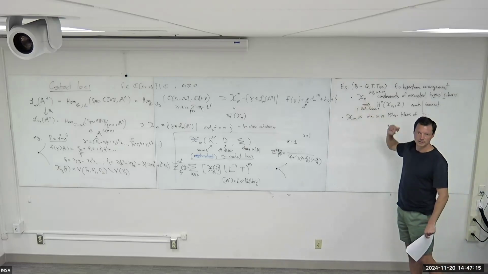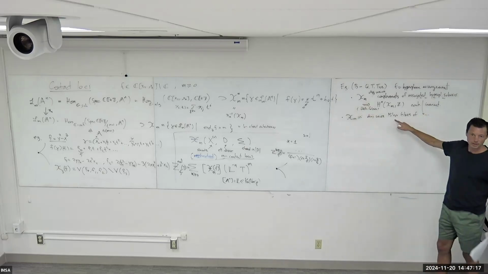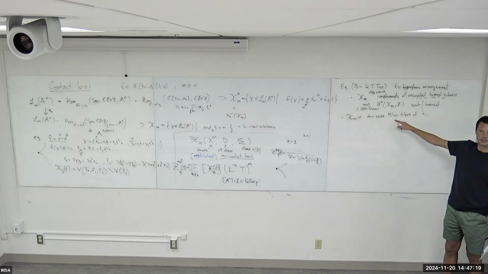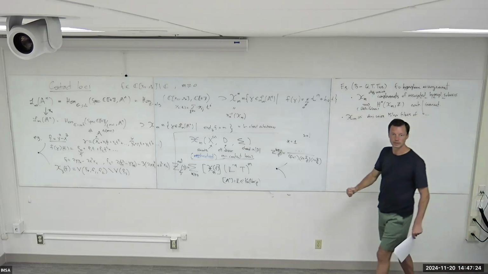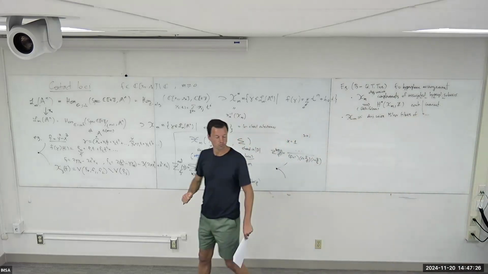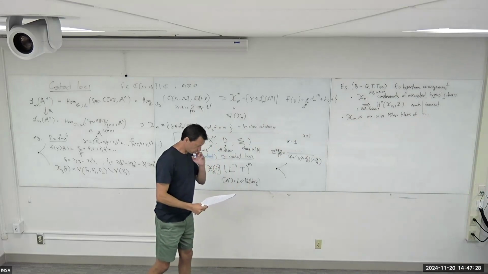So this is a bit more subtle than this. Just like the Milnor fiber of a homogeneous polynomial is more subtle than the complement in the projective plane of the zero locus of that. Okay.